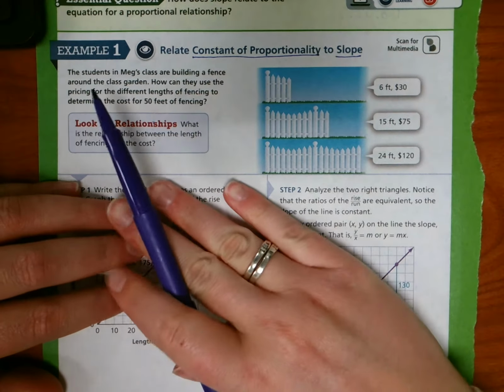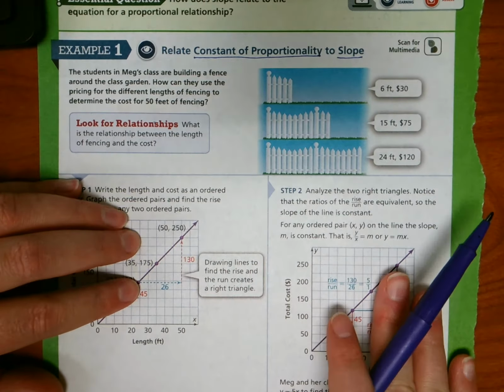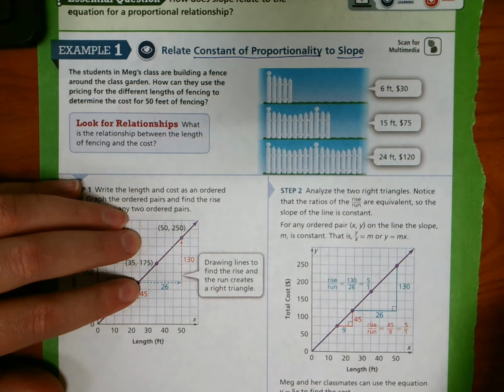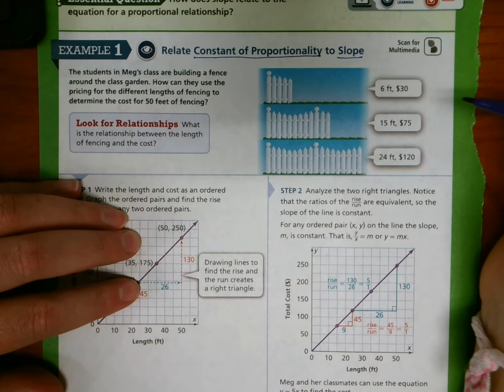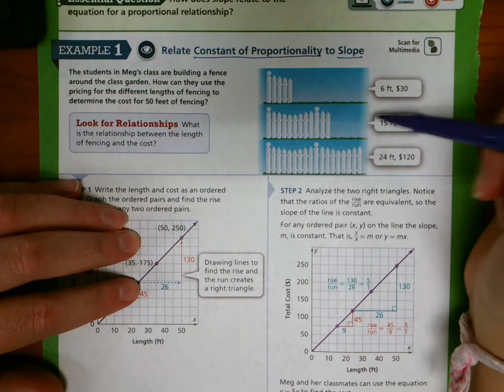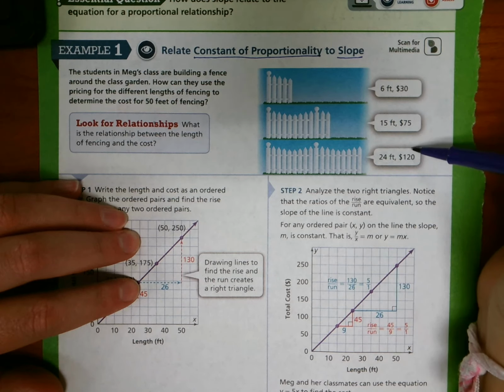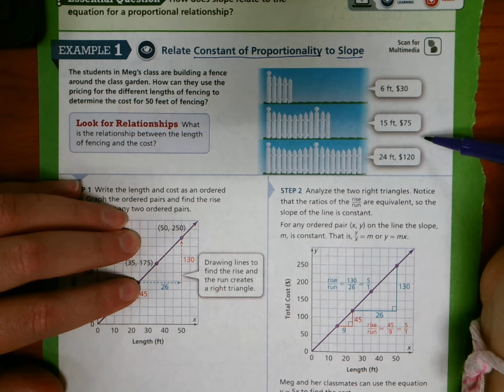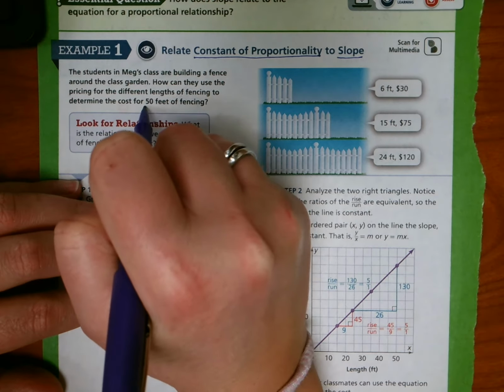And before we jump below, because that's going to look kind of confusing right now, I'd like you to just take a minute and figure out, how would you figure out, if you know that 6 feet of fencing costs $30 and 15 feet costs $75 and so on, how much 1 foot of fencing is? So then you could figure out 50 feet of fencing.